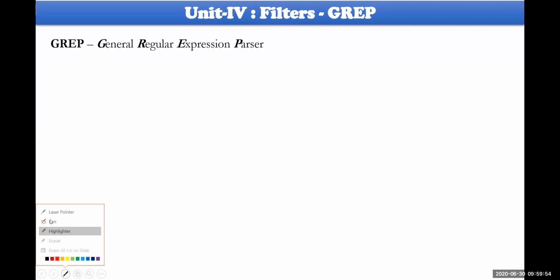So what do you mean by grep? General regular expression parser. Okay, general regular expression parser. You people have learned something about formal languages and automata theory in the previous semester, right? Formal languages and automata theory, FLAT, has been learned by you.